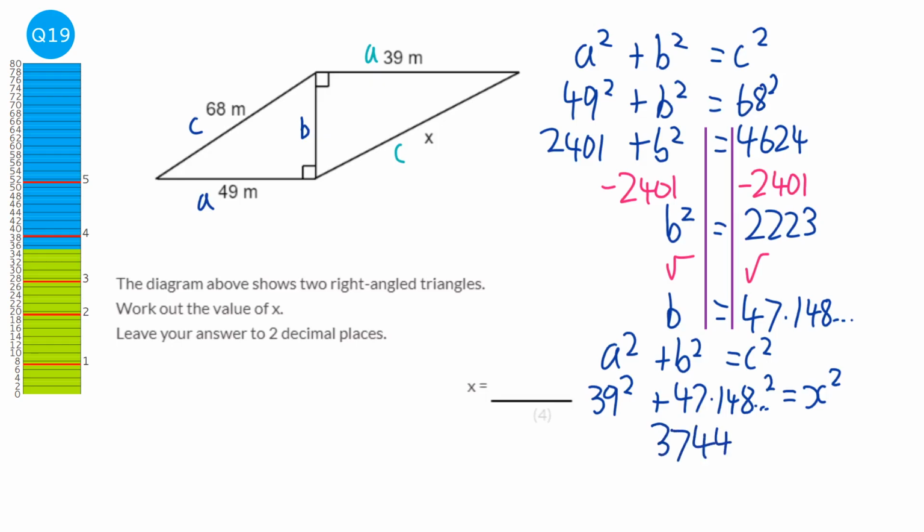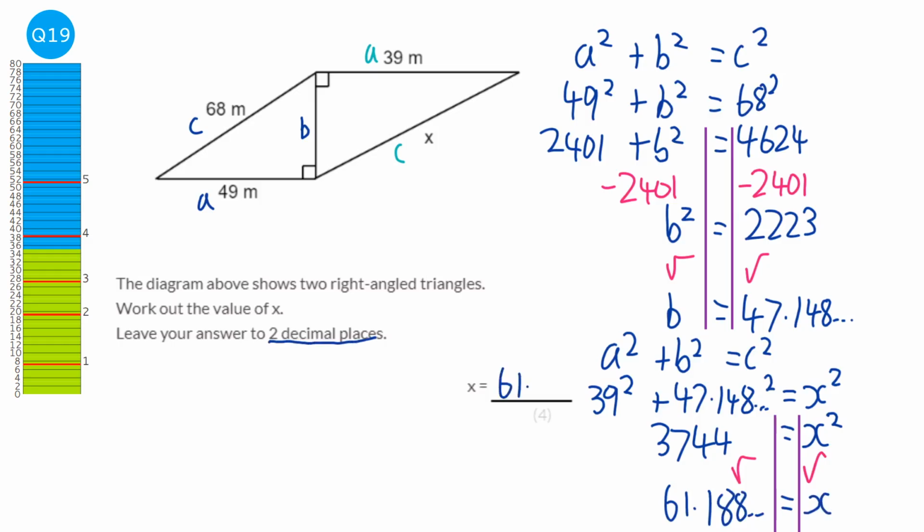and that will be 3,744 equal to x squared, and we'll just get our lines in because we need to square root both sides, and we get 61.188, and so on, is equal to x. It says it wants its two decimal places, so that will be 61.19.